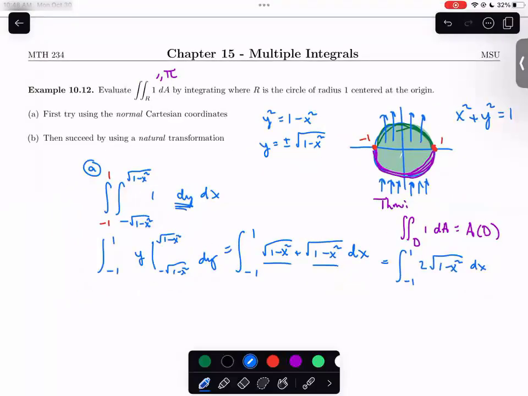On the other hand, there's a better way using a transformation. So now I'd like to switch gears and go into B here. So the natural transformation is, well, this is a circle, and circles behave well in polar. So I would like to use a transformation equation into polar coordinates, right? And then use this Jacobian stuff in order to get the final result.